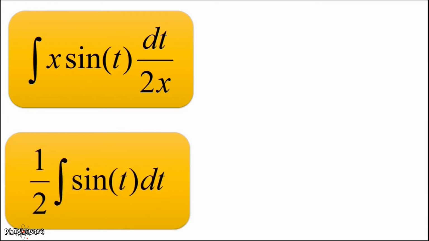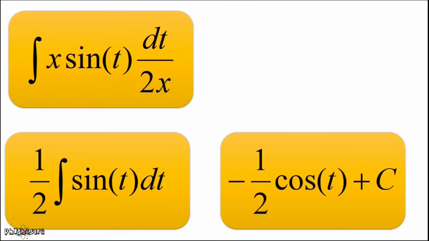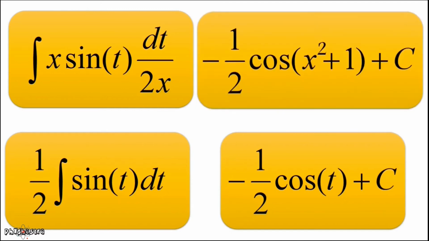This is a simple enough equation to solve now. We know that integration of sine x is negative of cos x. So we get this integration as negative of half of cos t plus c. Now you can put back the value of t that we earlier assumed as x squared plus 1. So we get integration of x sine of x squared plus 1 equals negative of half of cos of x squared plus 1, plus c.